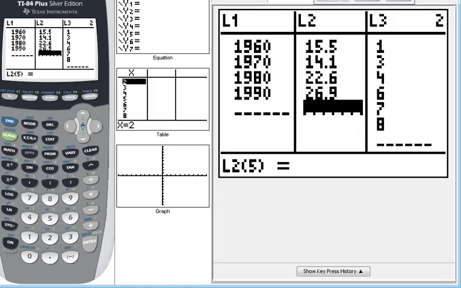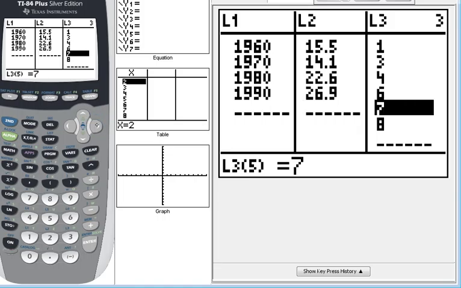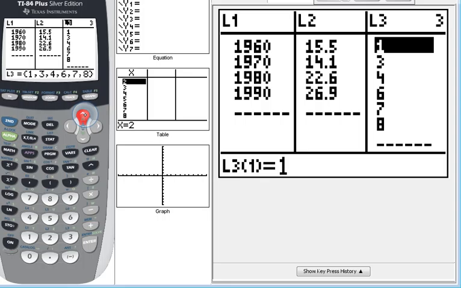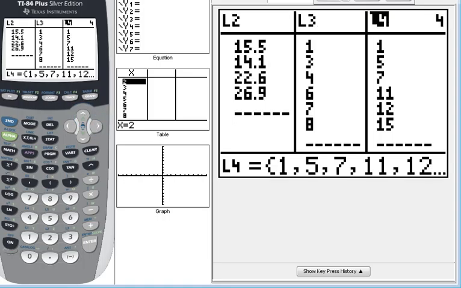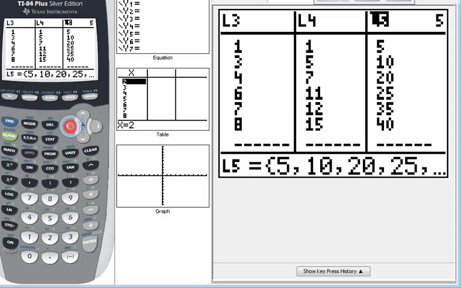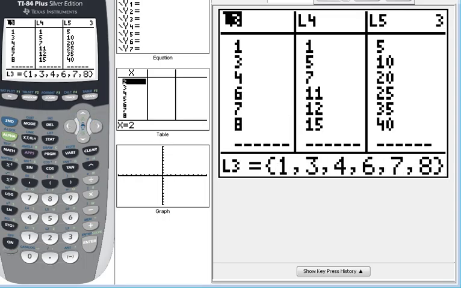All right, so what I want you guys to do, pause the video, do the same thing for L3 and L4, this time using problem number 2, which is the problem that we're doing right now. 1, 1, 3, 5, 4, 7, 6, 11, 7, 12, 8, 15. Enter in that information. All right, once you've entered in that information, what you want is the line of best fit. So here's how you go about doing that.